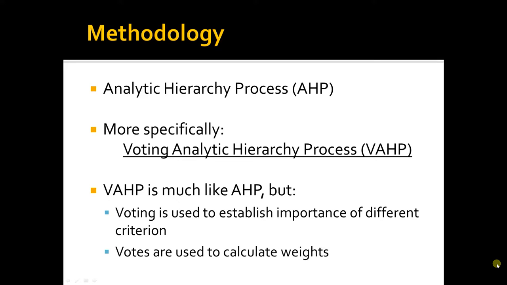The methodology I used was called the Analytic Hierarchy Process, or AHP for short, and a little bit more specifically, the Voting Analytic Hierarchy Process, or VAHP. Now, if you know what AHP is, VAHP is very similar, except rather than knowing the relationship of importance between different criteria, votes are cast by a number of candidates in order to figure out which one they think is the most important. These candidates can be managers, employees, anyone who has a say in the company. From all these votes, you use a linear programming model to figure out what the weights are for each criteria.